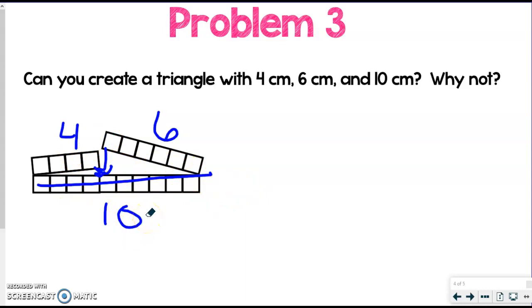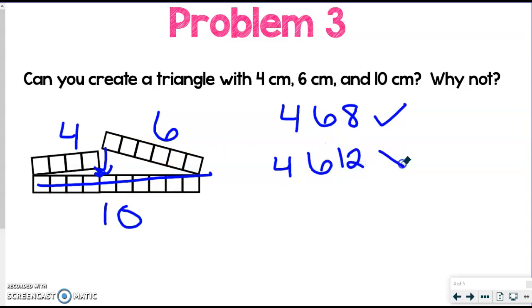So I want us to look at our 3 examples here. We had a triangle that had the side lengths of 4, 6, and 8, and that one did make a triangle. I'm going to put a check mark because it did make a triangle. Our next example was 4, 6, and 12, and this one did not make a triangle, right?